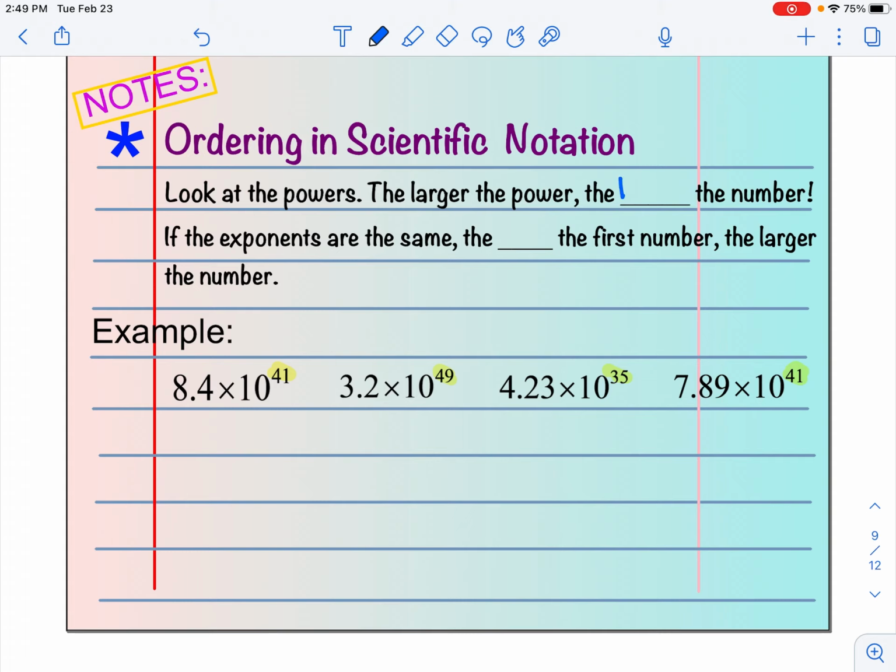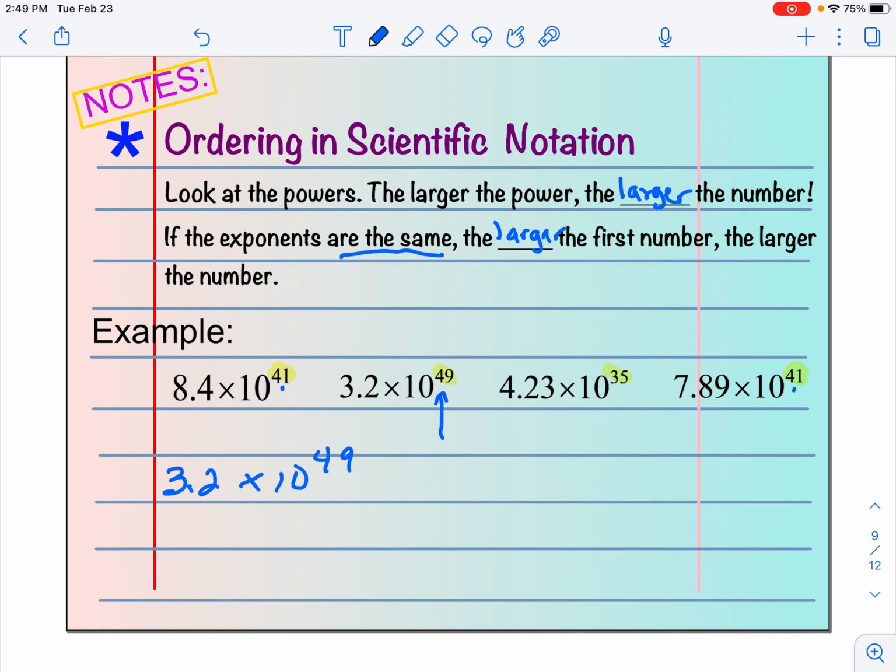So what we can do is we can look at the powers. And the larger the power, of course, the larger the number. But if the exponents are the same, then the larger the first number is, the bigger the number. So what is the largest exponent we have? Well, 49. So if I'm going to put these in order from the largest to the smallest, that one would come first. So 3.2 times 10 to the 49th.